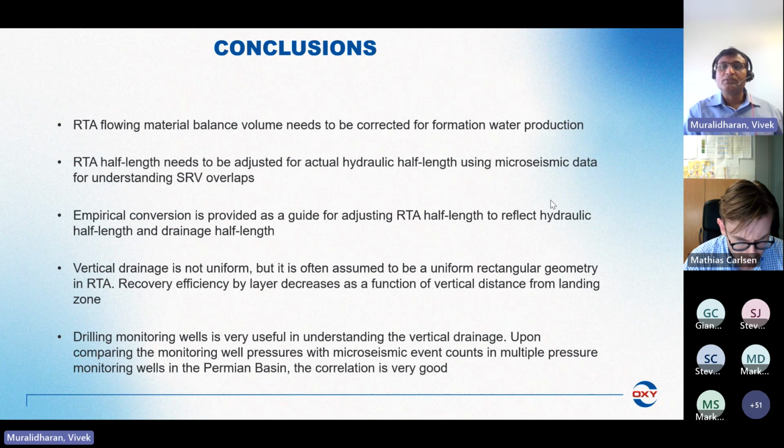Then you can use this to get a meaningful representation of your DSU overlap, and then you do the actual development based on this, and you just compare your actual production with this expected production.